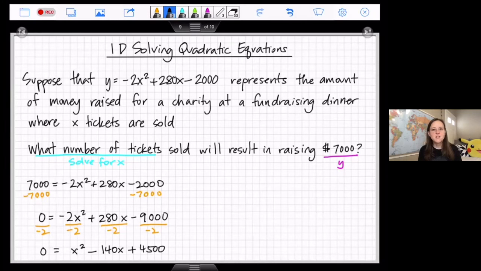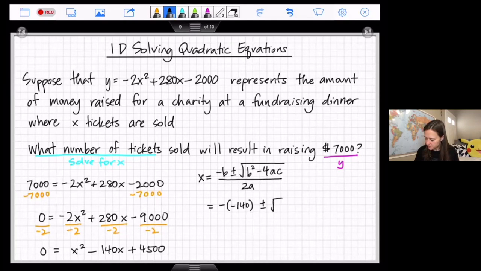Right, and then I'm going to plug into my quadratic formula. So let's just remember what our quadratic formula is. x equals negative b plus or minus square root b squared minus 4ac all over 2a. All right, so my b is negative 140. So I'm going to have a negative 140 plus or minus the square root b squared. So we're going to do negative 140 squared. Make sure you square the negative as well. Minus 4 times a, which is now a 1. And my c is 4,500. All divided by 2a. So 2 times 1.